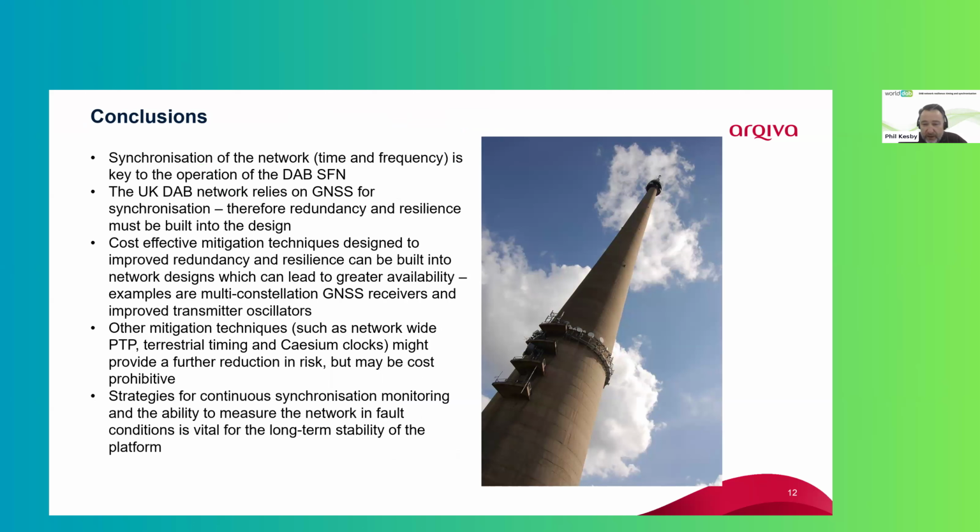So in the conclusions then, it's clear that synchronization for the DAB networks is absolutely essential. And it's certainly the case at the moment in the UK that we rely on GNSS to provide that synchronization. We also think that there can be some relatively, not straightforward, but relatively low cost mitigation techniques such as multi-constellation GNSS receivers and oscillators that can be deployed in transmitters with good holdover characteristics to improve resilience should the GNSS platforms become unreliable. Other techniques are definitely being thought about, but in some cases they can be a little bit cost prohibitive, but nonetheless we need to continually evaluate the resilience of our network.